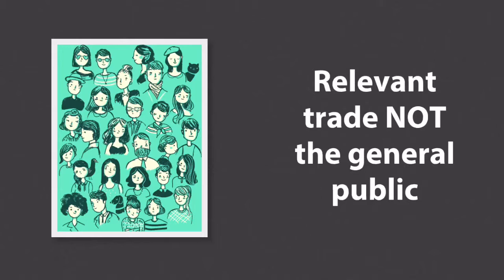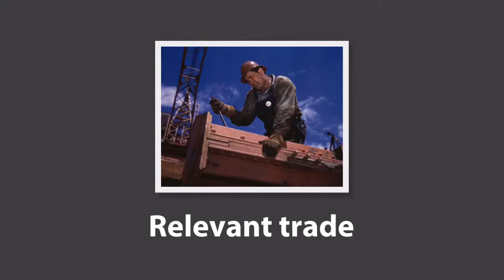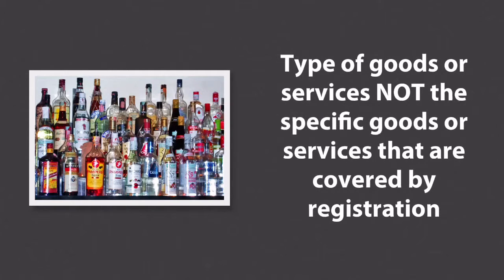The trademark must have become accepted as generic by members of the relevant trade. It is not sufficient that the general public accepts the trademark as generic if members of the relevant trade do not. The relevant trade can be broader than the actual goods or services for which the trademark is registered. This is because the relevant trade is for the type of goods or services for which the mark is used, rather than the specific goods or services that are covered by registration.